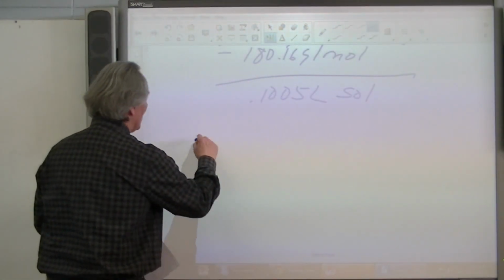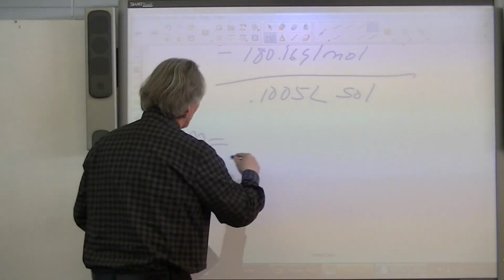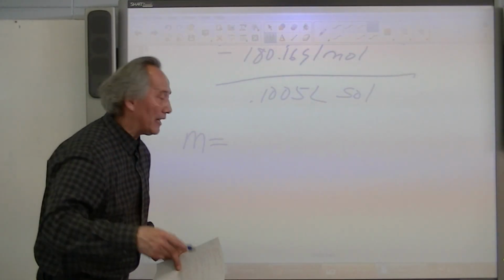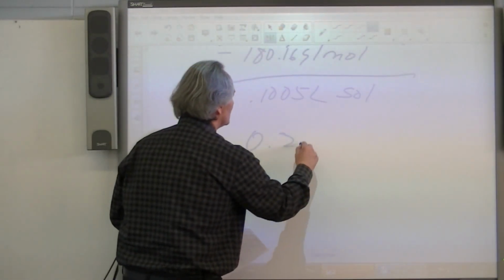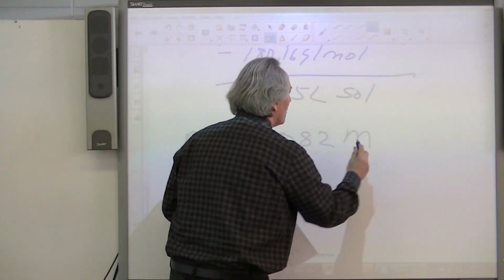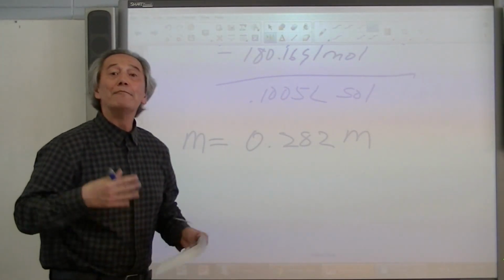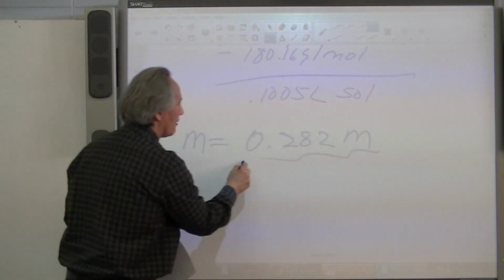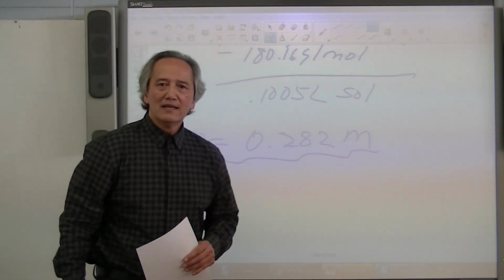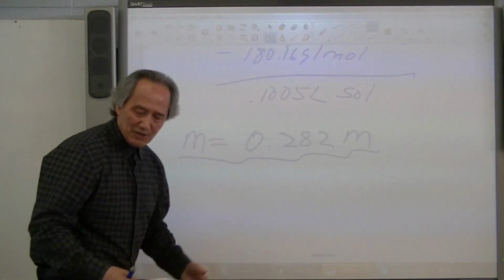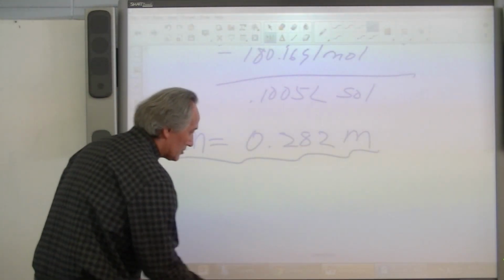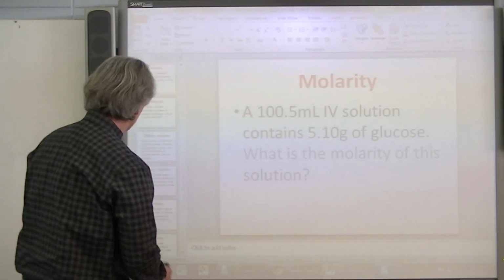Okay, we'll continue on. As we plug this data into our calculator, we should get a molarity of 0.282 molar solution, or a molarity of 0.282. Pretty fundamental problem if you take a look at it, simple algebra. Well, let's continue on and do a second problem.